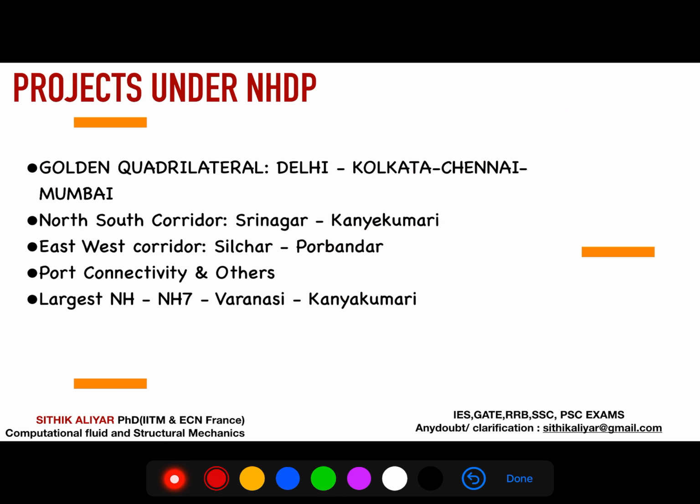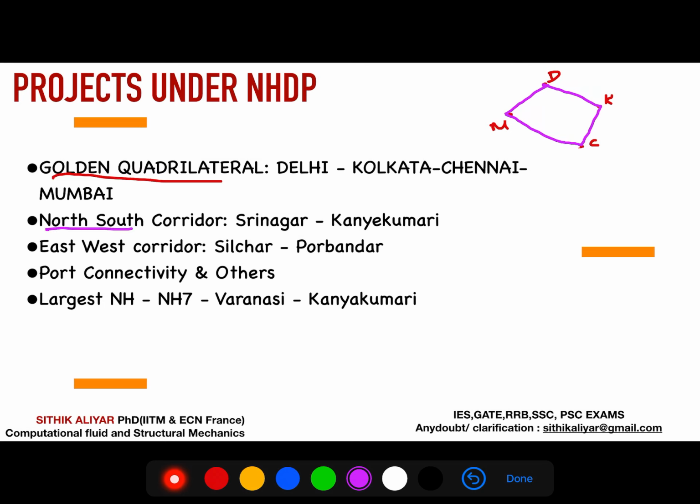Okay, so some other 1 mark questions. This is one of the GATE 2007 questions. They asked what the golden quadrilateral is and what cities it is connecting. The golden quadrilateral connects, I hope you know, Delhi, Kolkata here, Chennai here, and Mumbai here. So the golden quadrilateral is the project framed to connect these 4 cities.